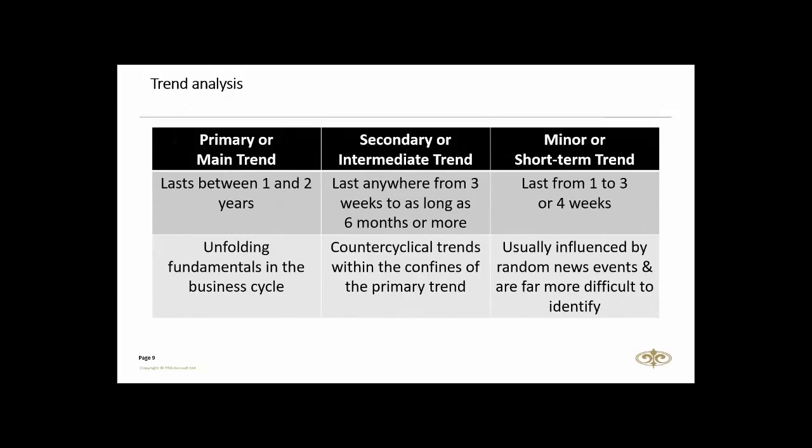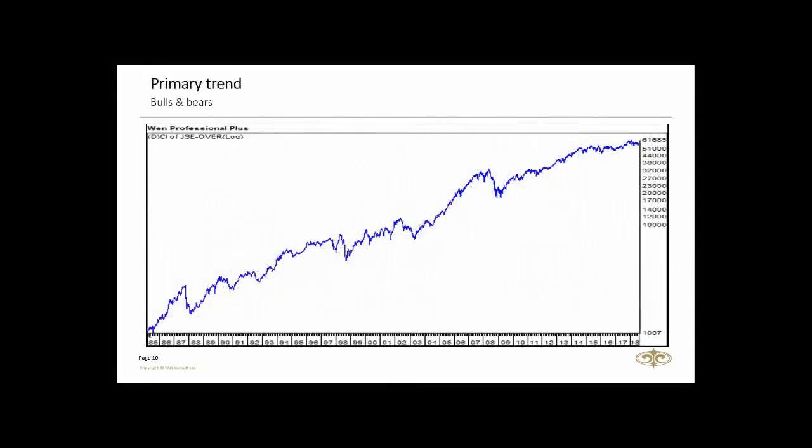Let's look at the three trends in the chart. I think they'll illustrate it better for you. So here we can see the long-term secular bull market. This is the JSE All Share going all the way back. My data goes all the way back to 1985. You can see that over the long term, we have higher highs and higher lows. So this is a long-term secular bull market.